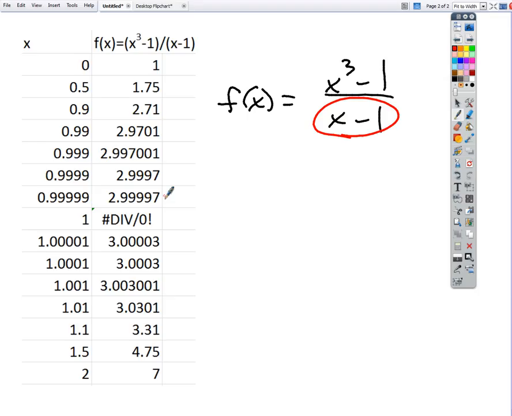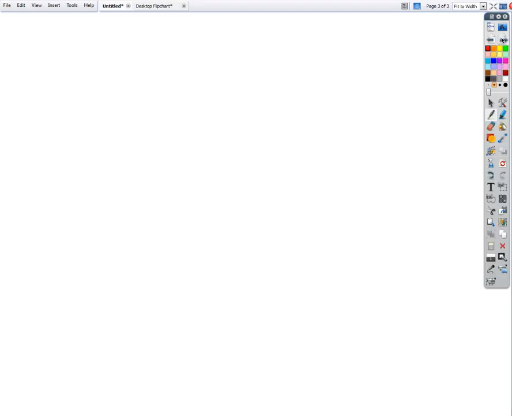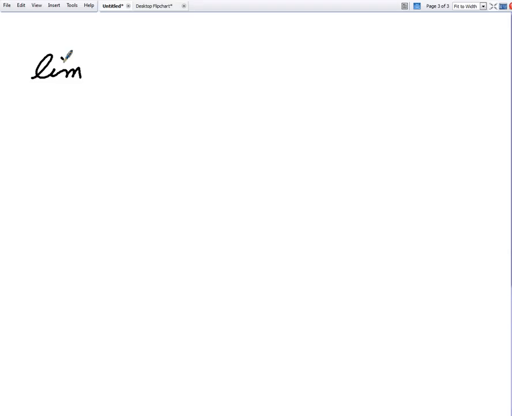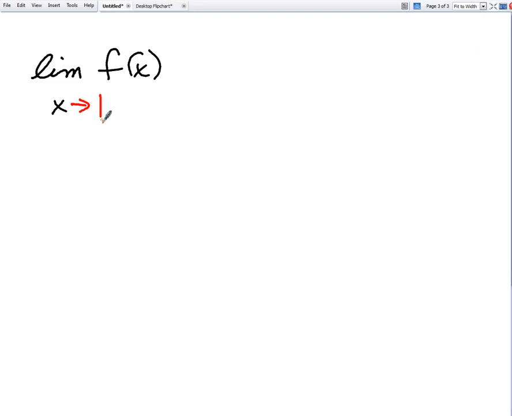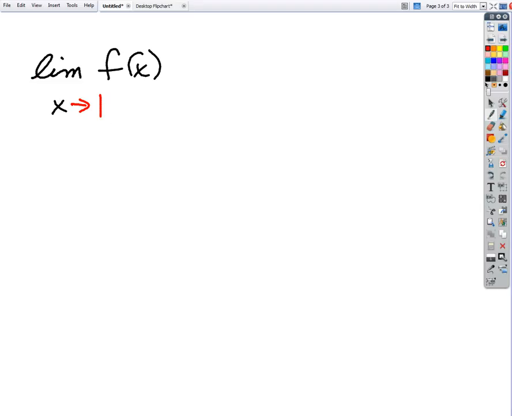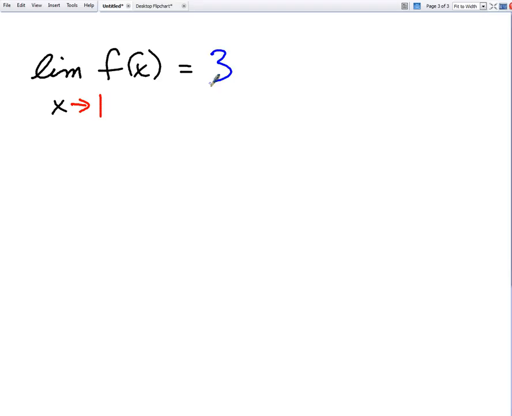Okay, how do we say this? Mathematically speaking, we got this concept, how do we say this stuff mathematically? We would say, for example, that because as x approached 1, we got a value of 3, we would say that the limit, and that's how we abbreviated it as LIM for limit, the limit of f of x as x approaches 1, that's what that means, is equal to 3. Okay? That's how we say it.